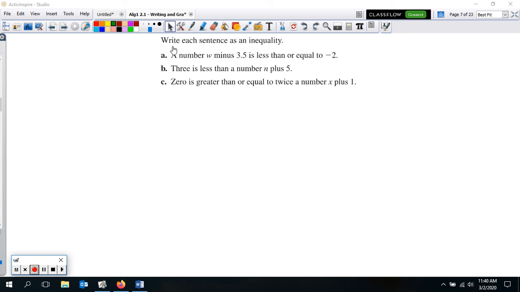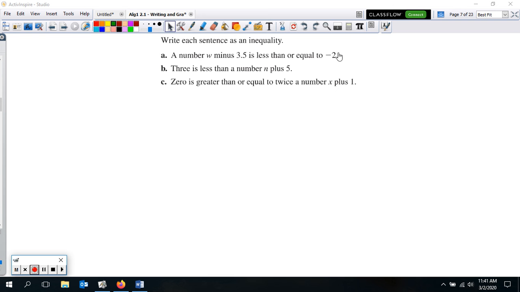Letter A through C, we're just going to write each sentence as an inequality. And so these are in your book as well if you wanted to check them out in your book. But this first one says a number W minus 3.5 is less than or equal to negative 2. We want to write an inequality for that. So when you look at these sentences here, this is an inequality sentence.